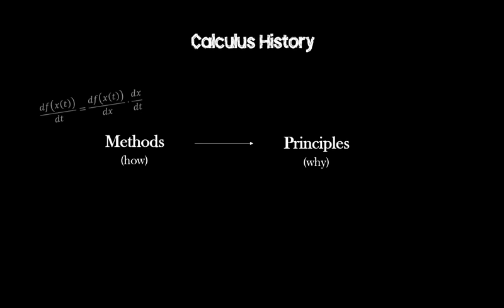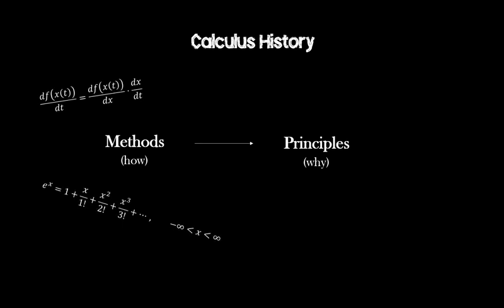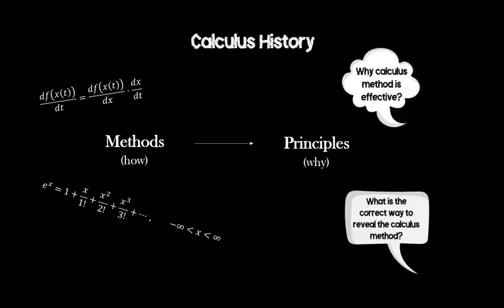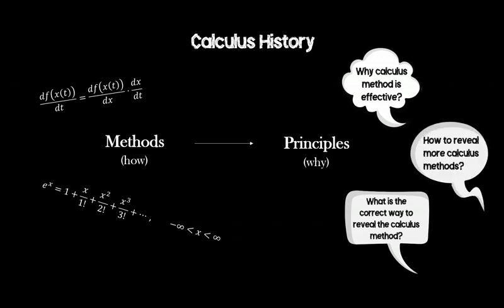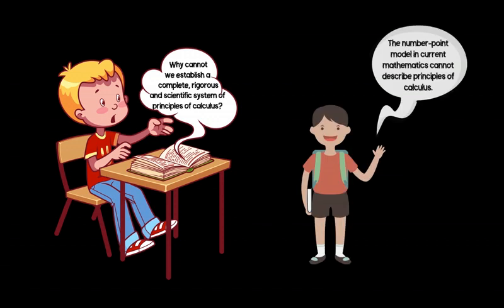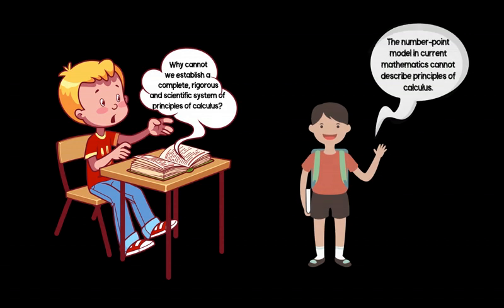For the entire discipline of calculus, the occurrence of methods preceded principles, which is common sense for anyone who knows a little bit about the history of calculus. The principle of calculus is the logical system to answer why calculus method is effective. What is the correct way to reveal the calculus method, and how to reveal more calculus methods? The number point model in current mathematics cannot describe principles of calculus, leading to the failure of establishing a complete, rigorous and scientific system of principles of calculus.